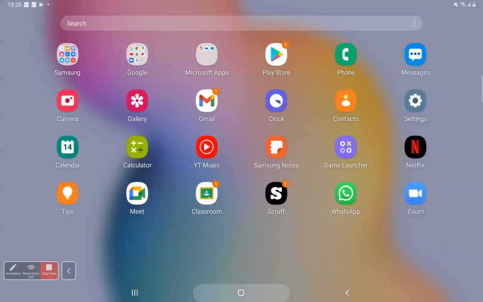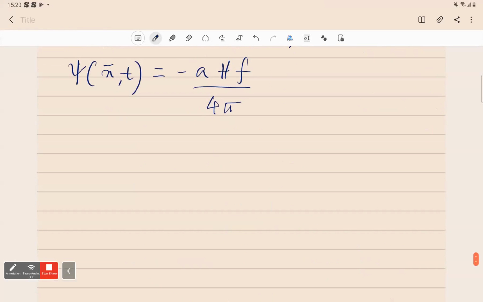Is the screen visible? No, it has disappeared. Can you unshare and share it again? Is it visible now? Yes, yes.